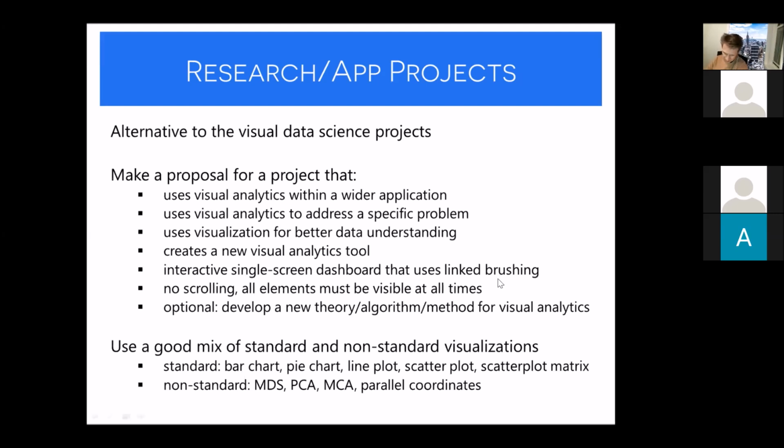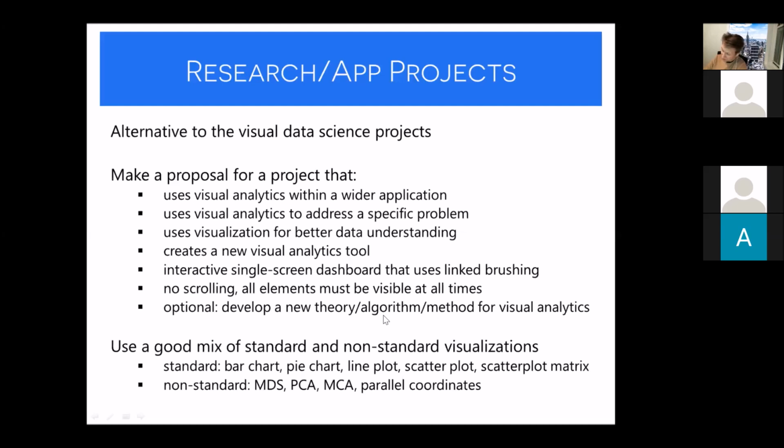We'll learn about link brushing next lecture. So no scrolling, all elements must be visible at all times, right? No scrolling of the web page, okay? And the web page can fill the whole screen, that can be fine. That is desirable, right? And it can be a new theory, algorithm, or method.